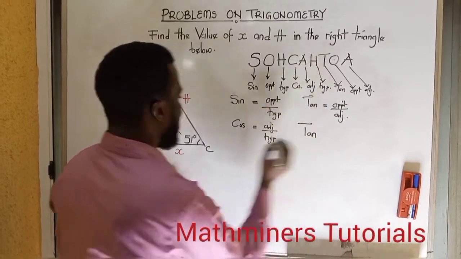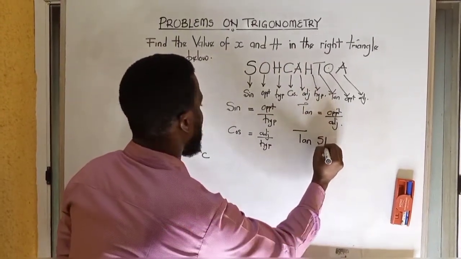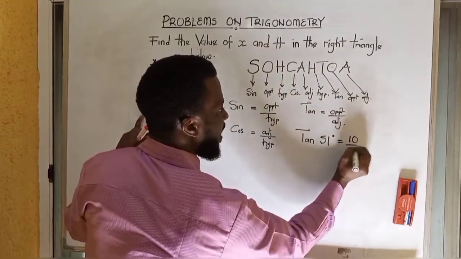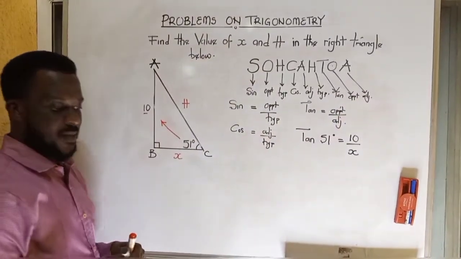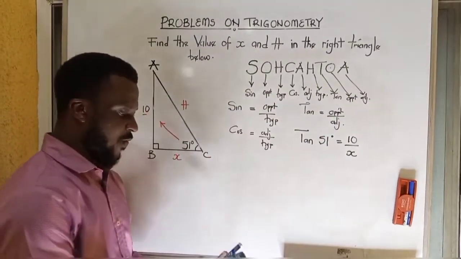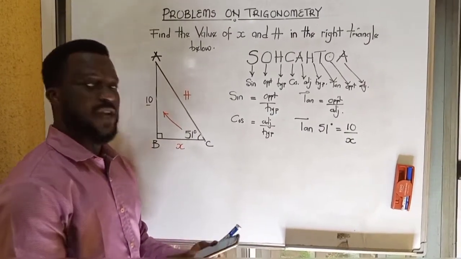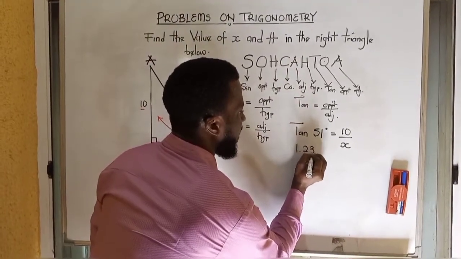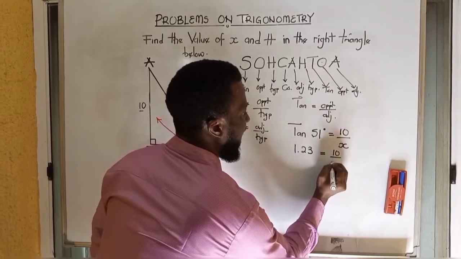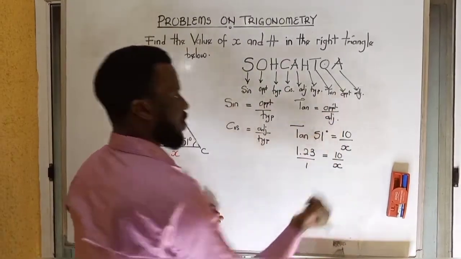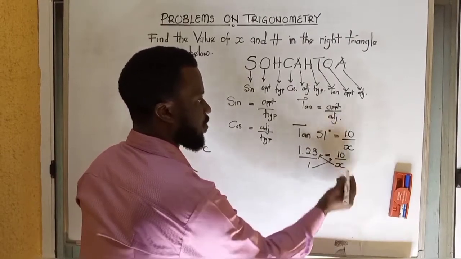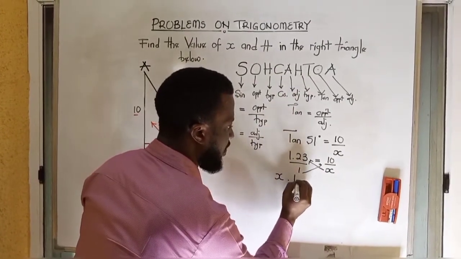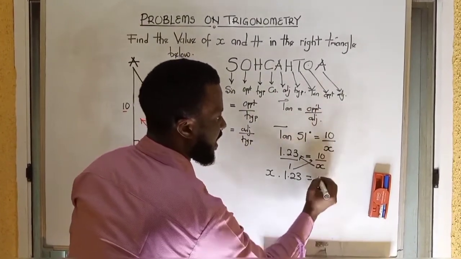So we have tan 51 degrees equal to opposite, which is 10, over adjacent, which is x. If you punch your calculator to find the value of tan 51, it gives you 1.23. So 1.23 equals 10 over x. You cross multiply, and x comes over to the other side of the equality and multiplies 1.23. That's x times 1.23 equals 1 times 10, which is 10.